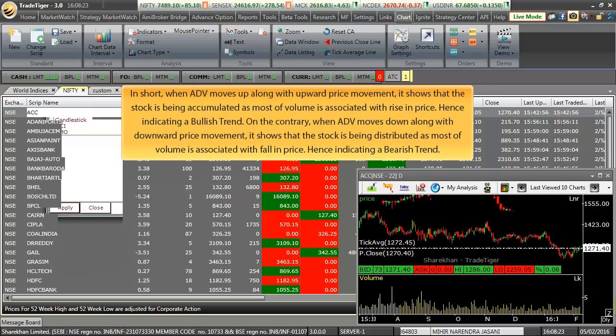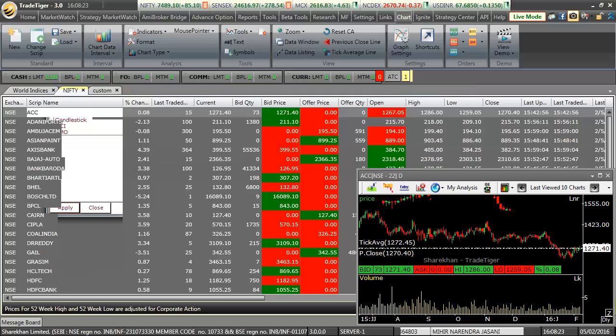In short, when ADV moves along with the upward price movement, it shows that the stock is being accumulated, as most of the volume is associated with a rise in price, hence indicating a bullish trend. On the contrary, when ADV moves down along with downward price movement, it shows that the stock is being distributed, as most of the volume is associated with the fall in price, hence indicating a bearish trend.